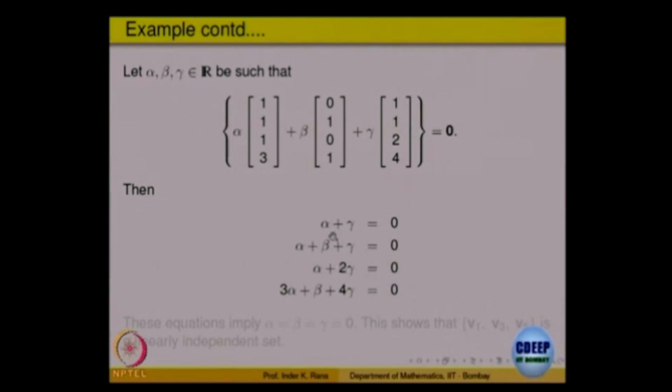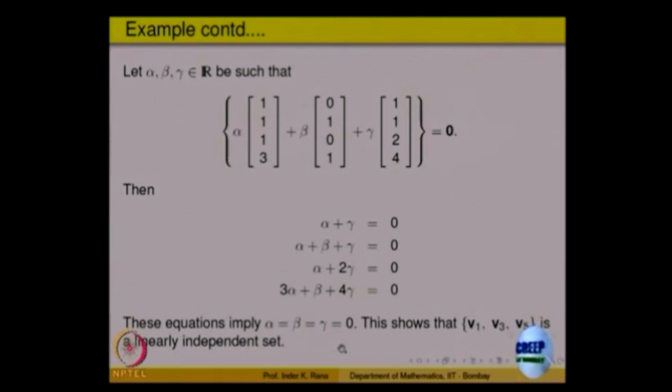You can check, alpha plus gamma equal to 0 will give you alpha equal to minus gamma, put the value here and solve it. If you solve these, it will give you that alpha is equal to 0, beta is 0, gamma equal to 0, all three are 0. That means we are checking by the very definition: if a linear combination of vectors is 0, then each coefficient is equal to 0, by looking at the corresponding system of equations. So these are linearly independent, that is verified.